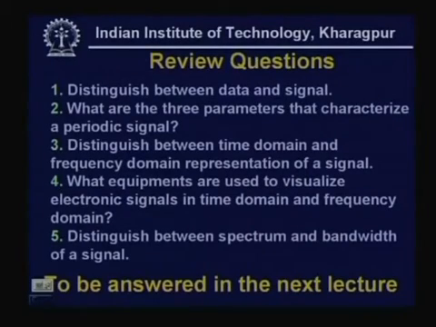So we have covered different topics related to data and signal. Here are the review questions on this particular lecture. The questions are: distinguish between data and signal. What are the three parameters that characterize a periodic signal? Distinguish between time domain and frequency domain representation of a signal. What equipment is used to visualize electronic signals in the time domain and frequency domain? Distinguish between spectrum and bandwidth of a signal. These questions will be answered in the next lecture.